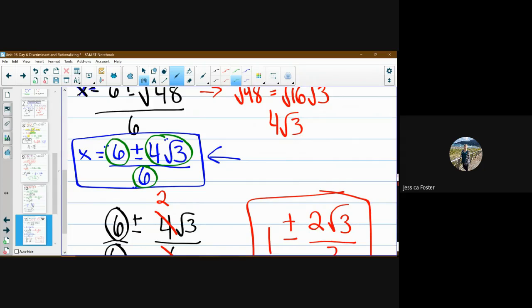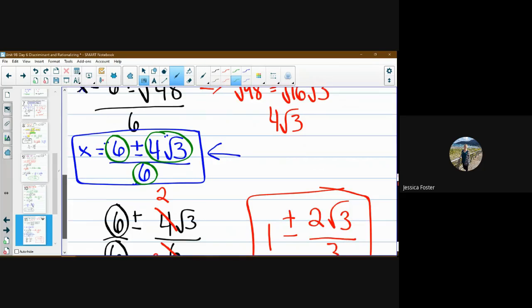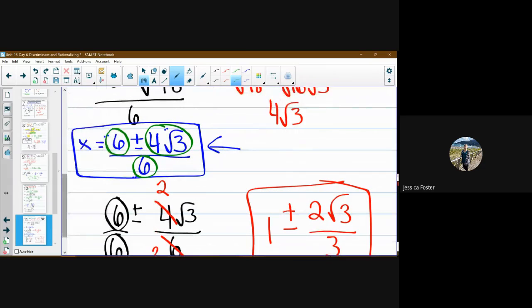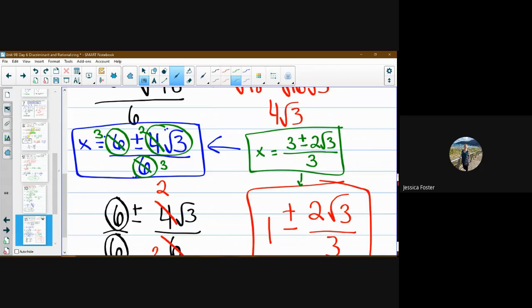So another way that we could write it, we have our answer in red. Instead of 1 plus or minus 2 to the square root of 3 all over 3, like we have right there in red, the other option would be, well, 2 goes into 6 3 times, 2 goes into 6 3 times, 2 goes into 4 2 times. So you also could see this one written as x equals 3 plus or minus 2 the square root of 3 all divided by 3, which is actually equivalent. These two things are the same thing. Both are valid answers.